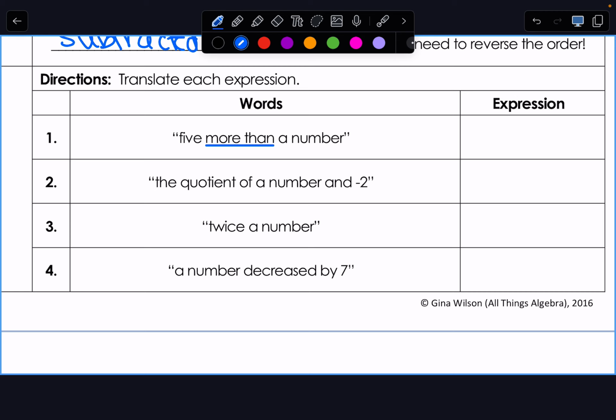What'd you say? To add. Sorry, I could not understand you. Okay, to add. So 5 more than a number, we're going to add a number and 5.